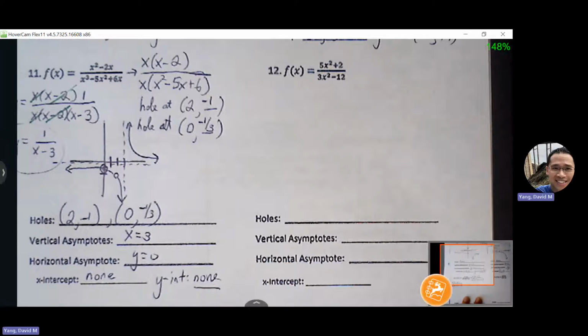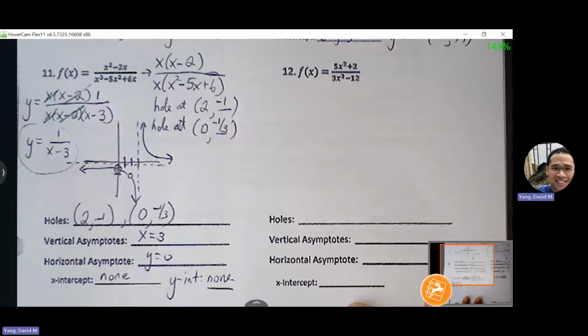All right, can we try 12? Factor as much as you can. And just like how we did 9 through 11, identify any potential holes, look for potential x-intercepts, look for vertical asymptotes. Some of them may not exist, so let's see if we're able to identify which ones have values and which ones have none. But start by factoring first. Factor as much as you can before you look for vertical asymptotes or holes. Give you guys a minute to start, and then I'll walk through the steps with you.